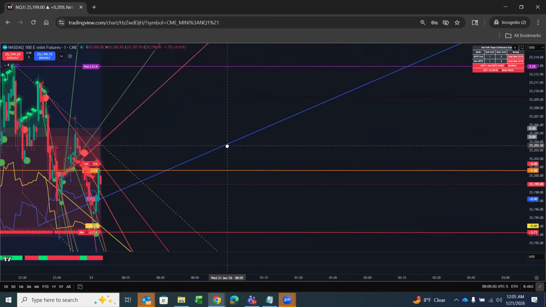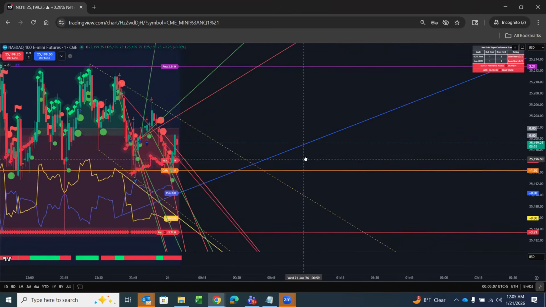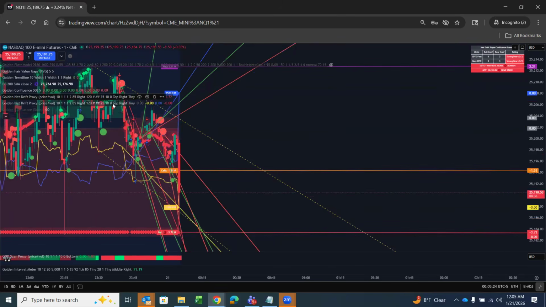So if we zoom in, let's see here. We have a wedge pattern going on right now too. This could be an apex level right here. This trend line right here should be acting as resistance. But let's look at the macro Golden Net Trend.